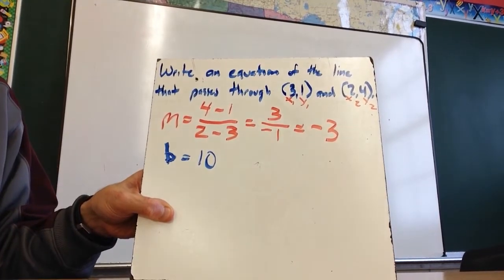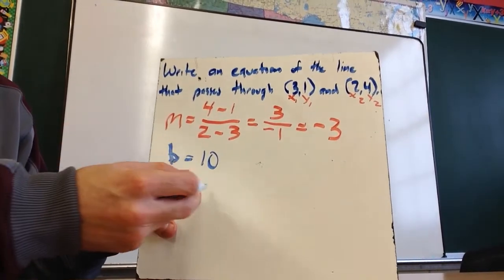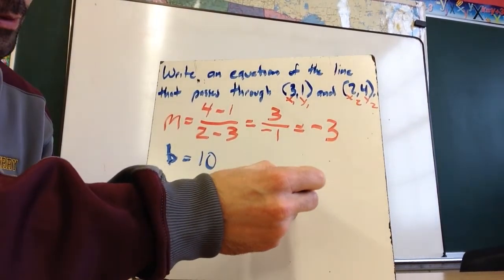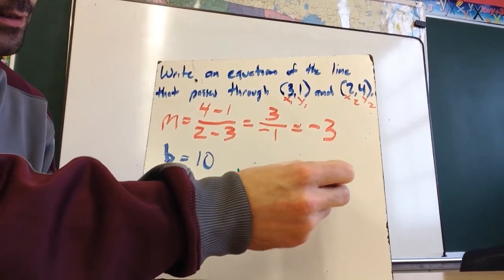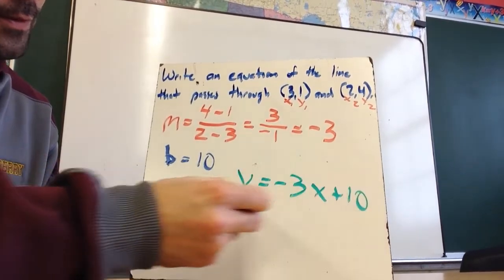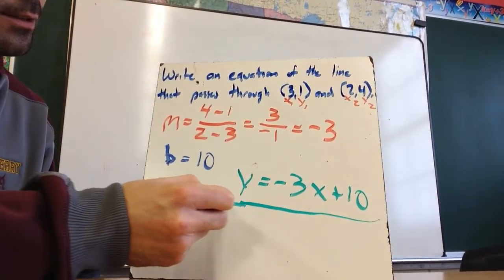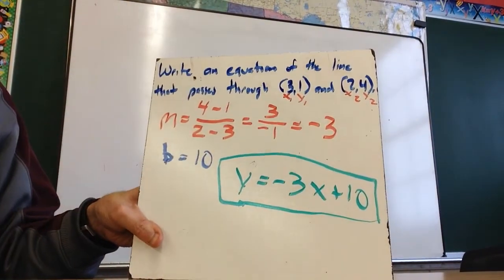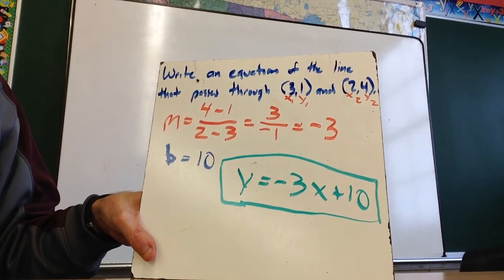So I'm going to take those, put them together, and write my formula, which is y equals mx plus b. So this would be the equation of the line that passes through both of these points: y equals negative 3x plus 10.